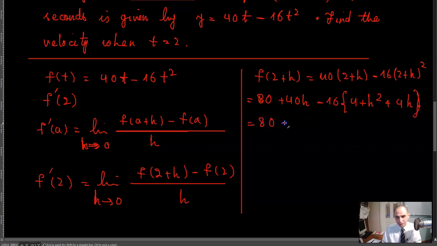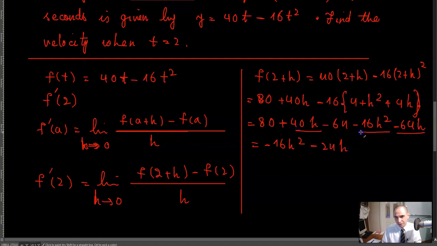And this would be the same thing as 80 plus 40 times h minus 16 times h squared. 4 times 16 is equal to 64, so that's negative 64 times h. So you can write this as negative 16 times h squared. Negative 64 times h plus 40 times h is equal to negative 24 times h. And we have calculated this as well: 80 minus 64 is the same thing as 16. So this is f of 2 plus h.